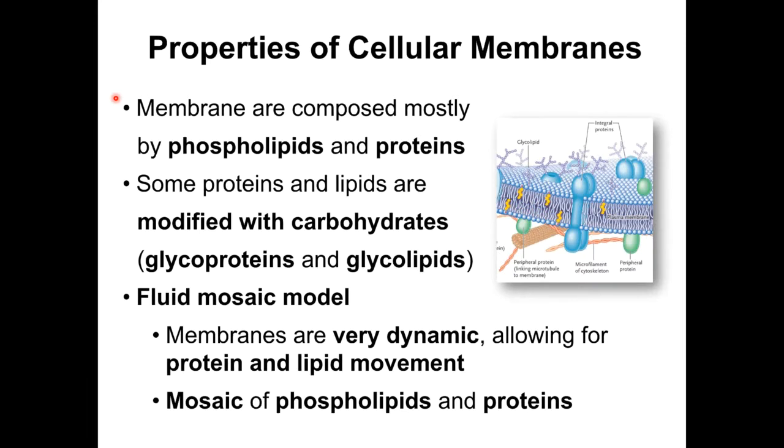Now, these two big components, together with cholesterol, at least in animal cells, form a very fluid and mosaic-like structure, which is described by what we call the fluid mosaic model. It basically entails that membranes are very dynamic structures where all the components, so proteins and lipids, whether they're modified or not, are moving around all the time. And not only that, but being a composition of proteins and phospholipids, they represent a mosaic of these components.